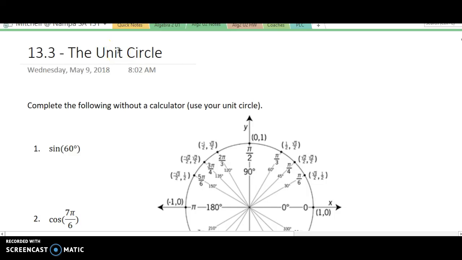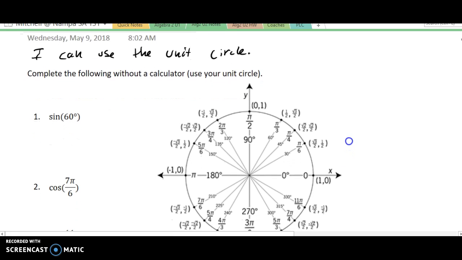Today we're just going to cover the basics of the unit circle and give you some time to play with it a little bit. So our goal is, I can use the unit circle. In future classes you're going to have to memorize it all, but today we're just going to use a little bit of it and get familiar with it. Okay. So there's some things to know.